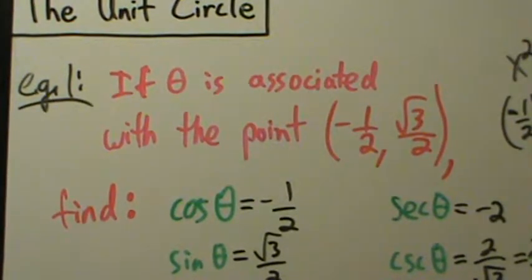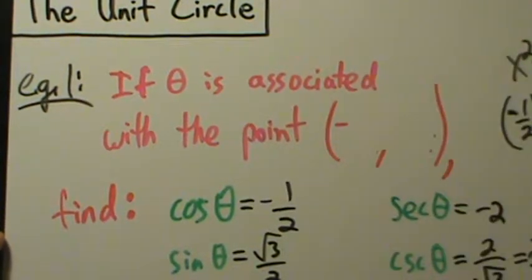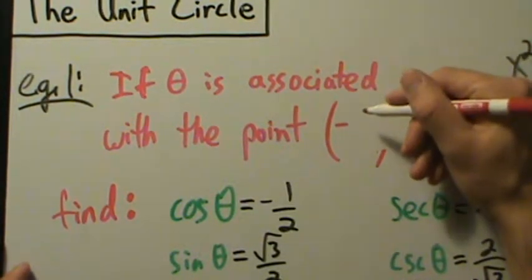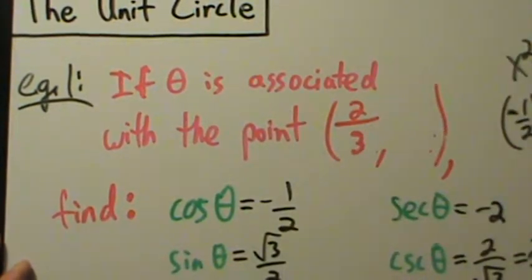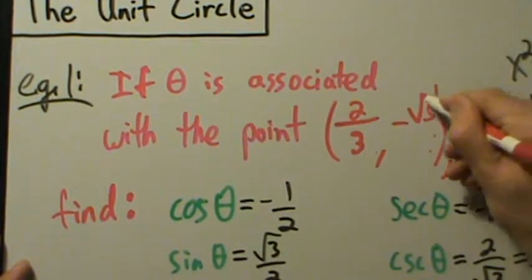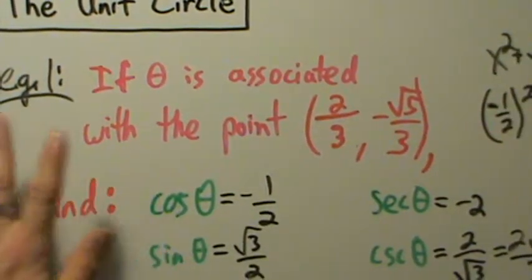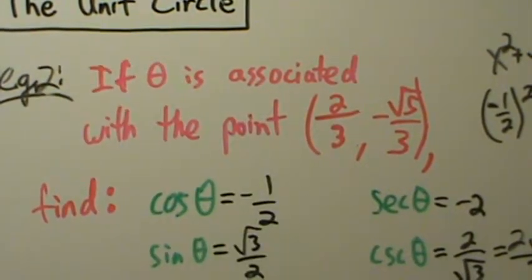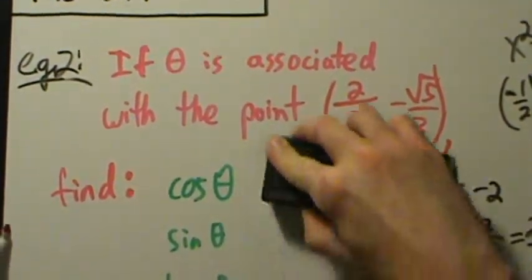It's pretty much gonna be the same thing, but we're gonna have a different point now, and it's not gonna be one of the nice special points or the common points. So example two is going to be negative 2/3. Let's say positive 2/3, sorry, positive 2/3, and negative root 5/3. So this is example two now. If theta is associated with the point 2/3, comma negative root 5/3, then let's find all the same things: cosine of theta, sine of theta, tangent of theta, and so on and so forth.